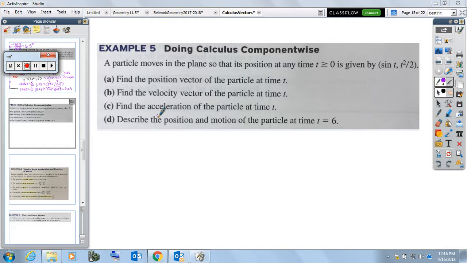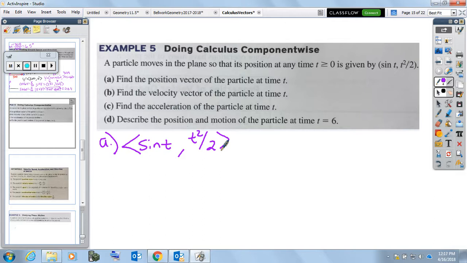How do we represent this in terms of a position? If I started at 0 and needed to move in some way that gave me sin t, I'm going to end up moving in the x direction sin t and moving in the y direction t²/2. That's it. That's all it is.